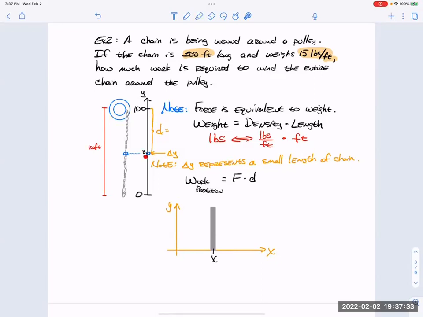It makes sense because if Y was 50, what would the distance be? 50. How'd you calculate that? 100 minus 50. If this Y value was 40, that distance would be 60. How'd you calculate that? 100 minus 40. So we're calling this little section of chain at an arbitrary value of Y. That's what's written right there. That's an arbitrary value of Y. Therefore, that distance is simply equal to 100 minus Y.